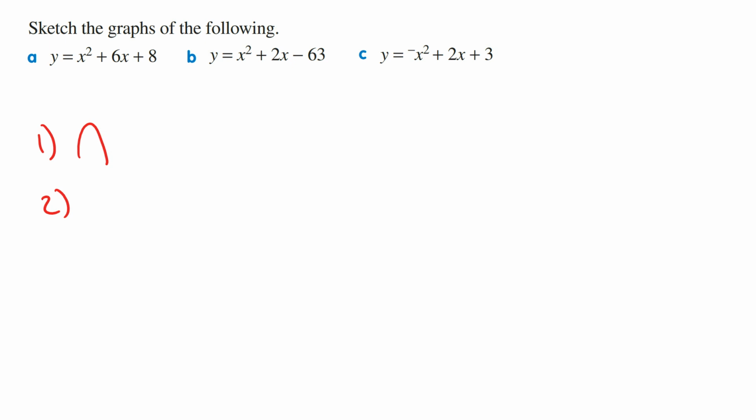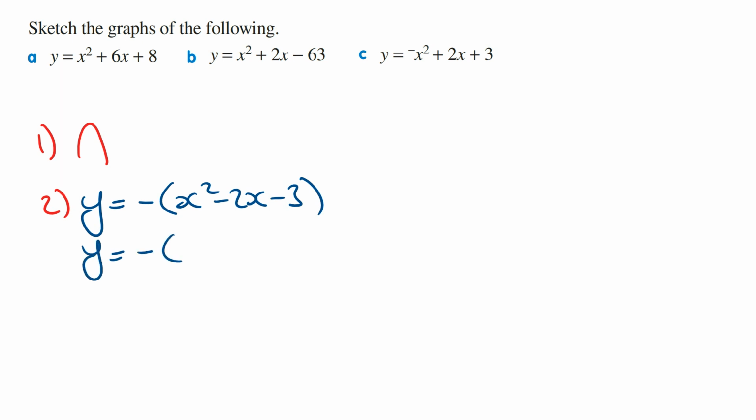Now, because we've got a negative in front of the x squared, when you want to factorize this, what you should do is make the coefficient of the x squared term positive. And so to make it positive, we need to divide by a negative 1. In other words, take out negative 1 as a common factor. And so if we do that, we're going to get minus and then x squared minus 2x minus 3. And now factorizing what's inside the brackets, we need two numbers that multiply to give minus 3 and add to give minus 2. And so this is going to be minus 3 and plus 1. And so in factorized form, this is going to be minus then x minus 3 times x plus 1.